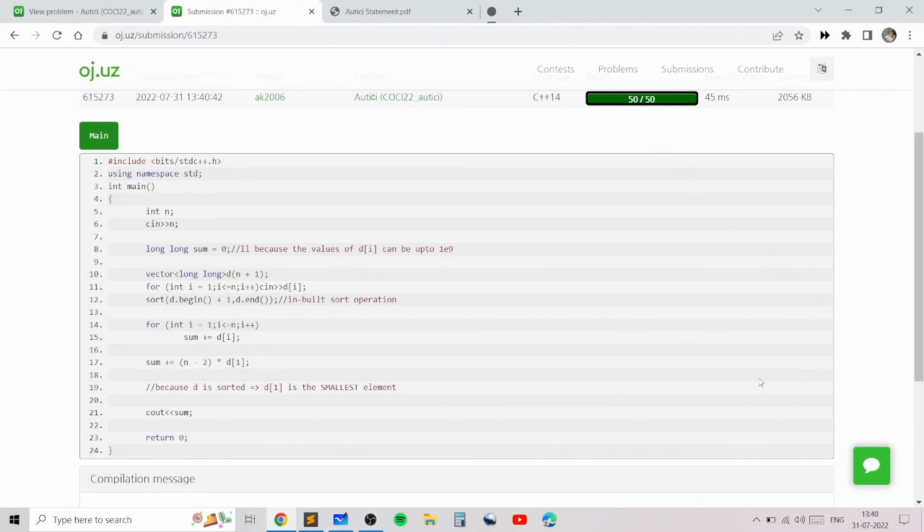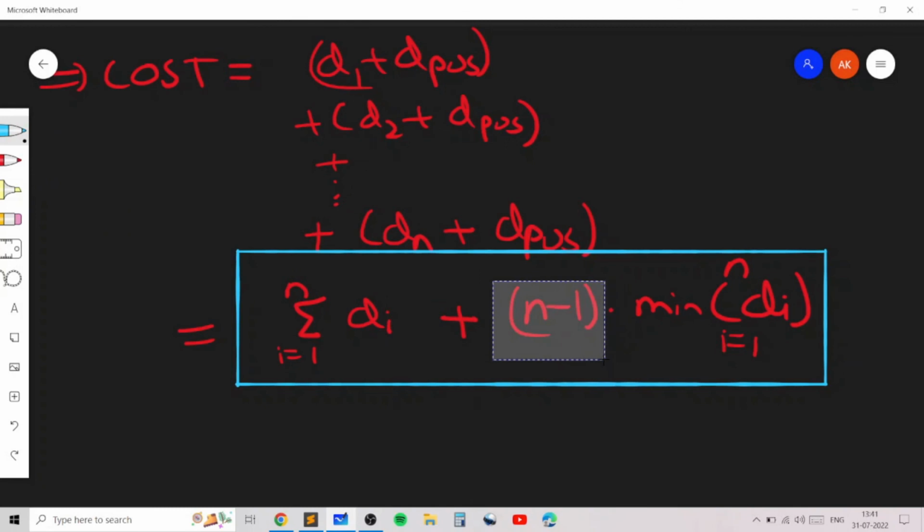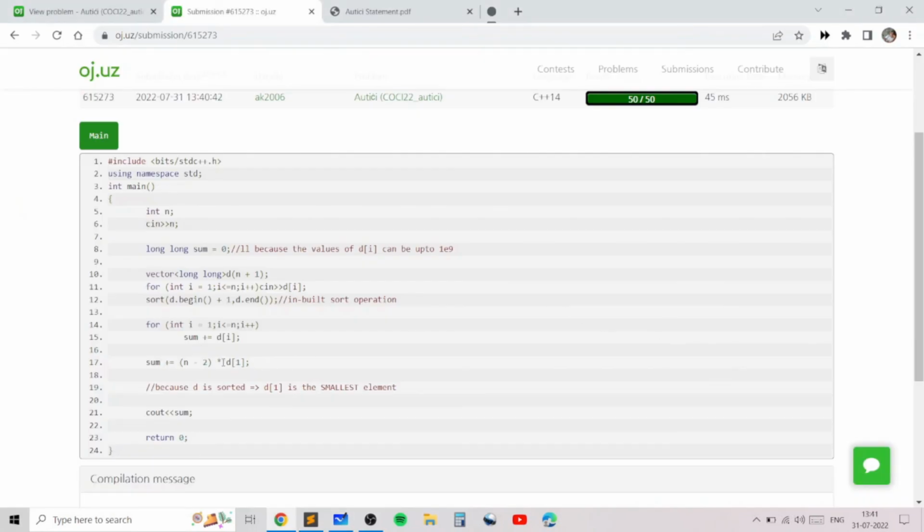So there was a small error in the expression which I wrote. You should have realized that it should be the sum of all elements plus n minus 2 times d of 1, because it's not n minus 1, it's n minus 2, because we are already counting d of 1 when we are summing up all the elements. So already once it's getting counted over here. So we need to count it only n minus 2 times, because over here it appears once and it should appear n minus 2 times over here, which is n minus 1 times in total. And now when I make that small change to the code, it gets accepted.